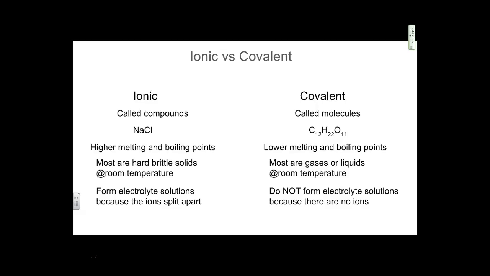But ionic compounds do form electrolyte solutions, and that's because those ions split apart, and those charged pieces can conduct electricity. Covalently bonded substances do not form electrolyte solutions because there are no ions to move the charge.